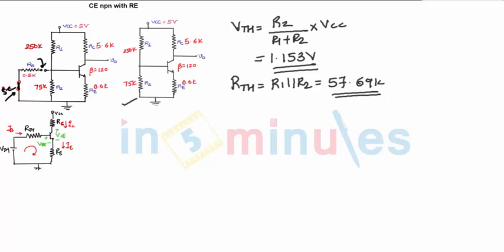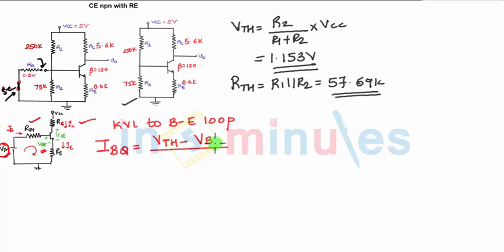Once we have found VTH and RTH, we can draw the equivalent circuit showing VTH and RTH. And in this circuit, when you apply KVL to the base emitter loop, it will give you IBQ. Again, I am writing in the short form. IBQ: total voltages in the numerator. In this loop, you have VTH and VB, two voltage sources, which will come in the numerator as VTH minus VB, and the total resistances will come in the denominator. These are RTH, and RE is in the emitter, so we need to transfer it to the base, so we multiply it with 1 plus beta. So 1 plus beta into RE. When you substitute the values, you will get IBQ as 3.47 microamperes.